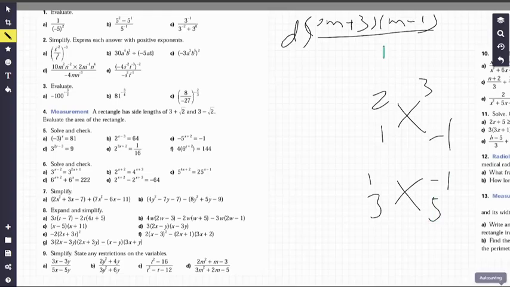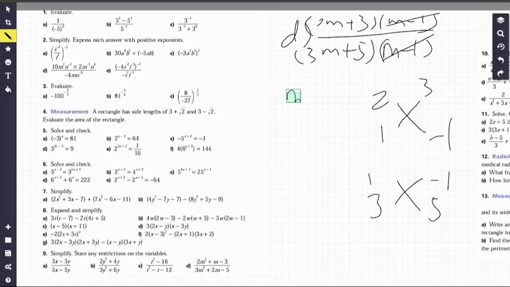So m minus 1, 3m plus 5. So this cancels out. This becomes 2m plus 3. So you can just collect these. And our restriction is m cannot equal -5/3 from here, and m cannot equal 1.